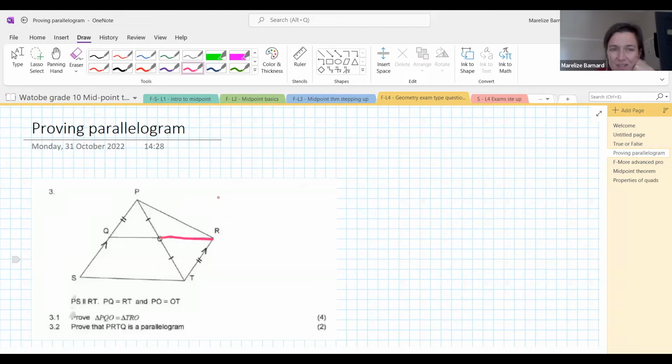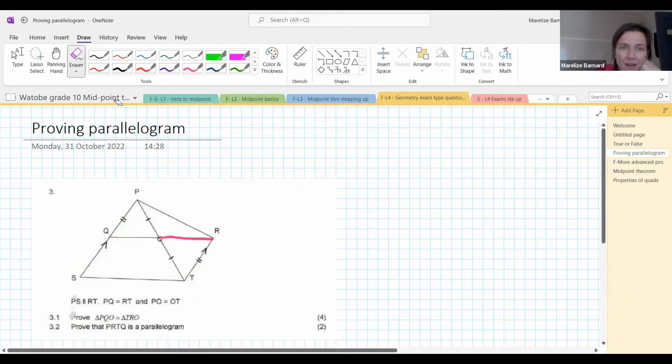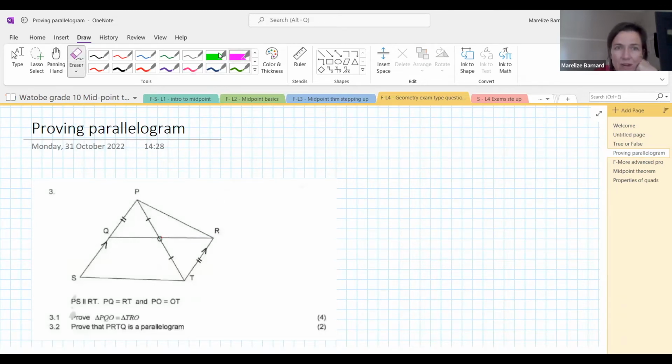So you can start by just maybe highlighting those triangles that need to be proven. It's that one and this one. So far we've got two sides. So we can either try and get a third side, or maybe an angle. How would you do it?